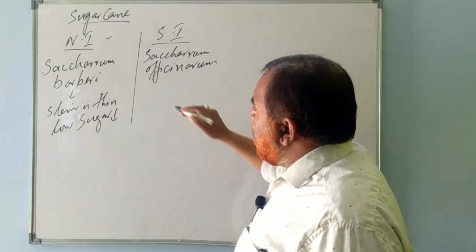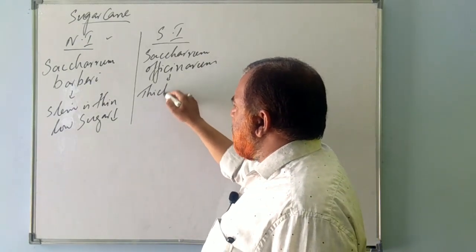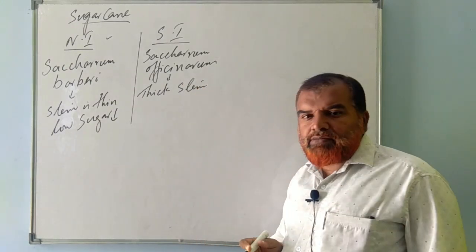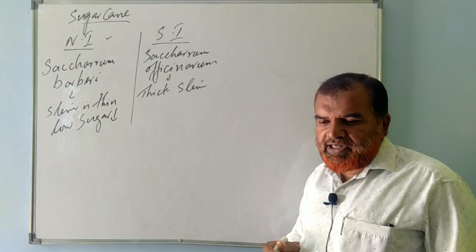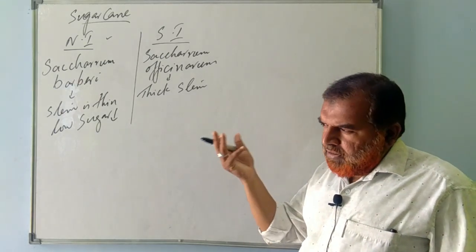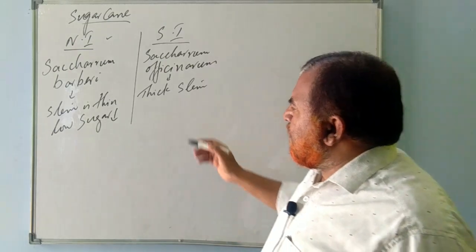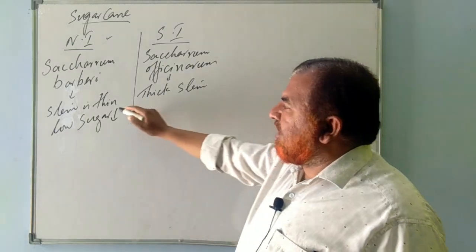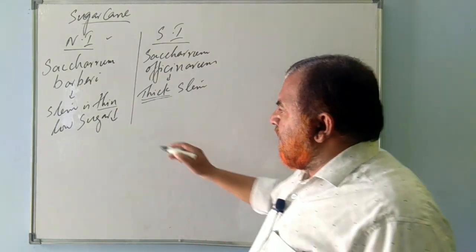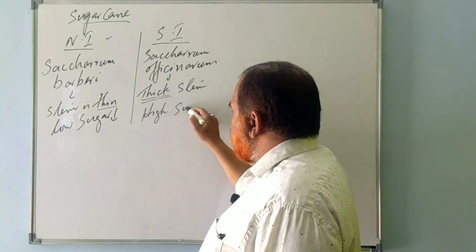The characteristic of this sugarcane is that it has a thick stem. You might have seen it in Tamil Nadu. Tamil Nadu is the largest sugarcane growing state in South India, and the sugarcane research industry is also largely in Coimbatore, Tamil Nadu. So it has a thick stem, whereas the stem is thin in the North Indian variety. And while that one has low sugar content, this is quite the opposite, that is, a high sugar level.